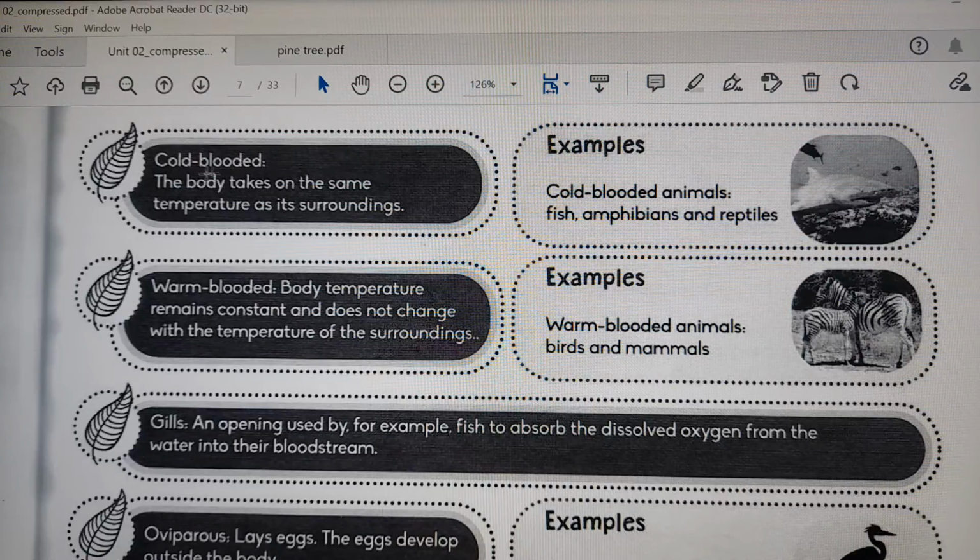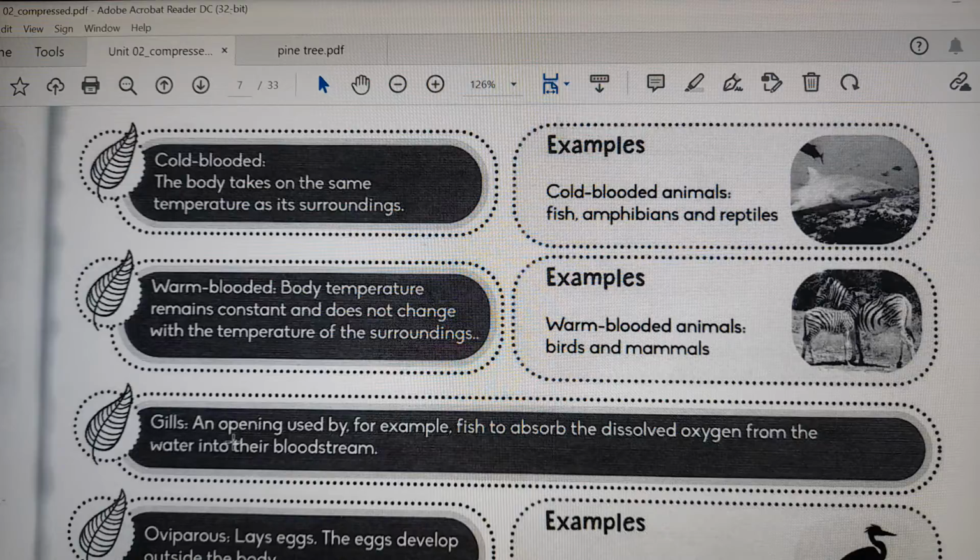Cold-blooded means that the body of the animal takes on the same temperature as the surrounding. If the temperature is cold outside, the body of the animal will be cold as well. And warm-blooded, the body temperature remains constant and does not change with the temperature of the surrounding. So with warm-blooded animals, which are the birds and mammals, the temperature stays the same, even if the surrounding is different.